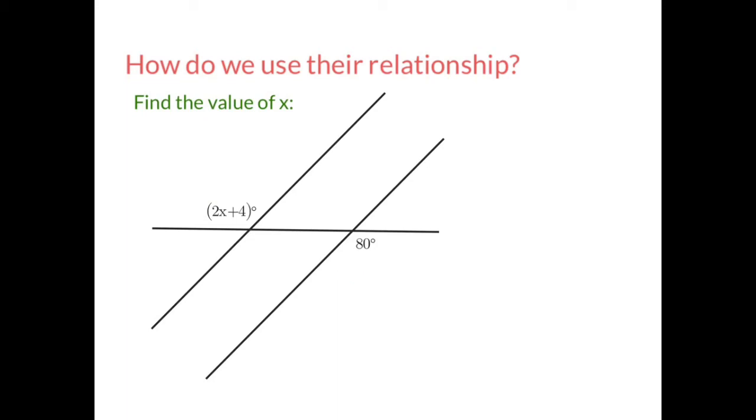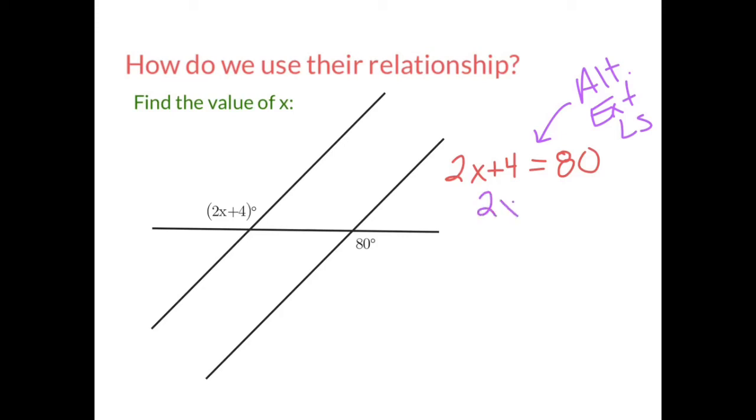So by alternate exterior angles, I can say that 2x plus 4 equals 80. And so the equal part is coming from the fact that they are alternate exterior angles. That's the theorem. That's their relationship. They are congruent, which means they are equal measure, so I can solve this problem to find the value of x. So x equals 38.